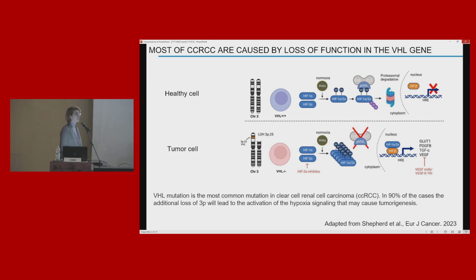But in the tumor cells, there is a mutation in the VHL gene and the loss of the 3p arm of chromosome 3, which leads to the absence of function of the VHL, and then HIF accumulates and goes in the nucleus, activating the expression of the target genes, which usually allow the cells to respond to hypoxia conditions, but in this condition it leads to tumorigenesis.